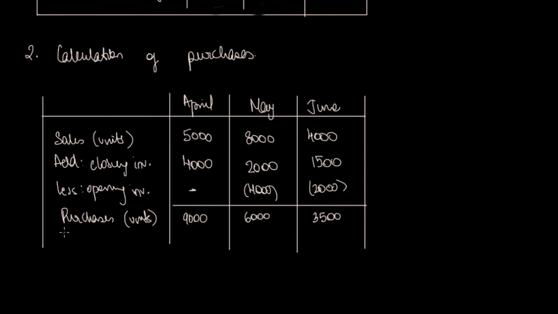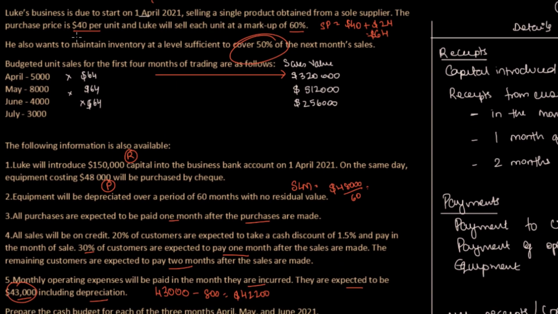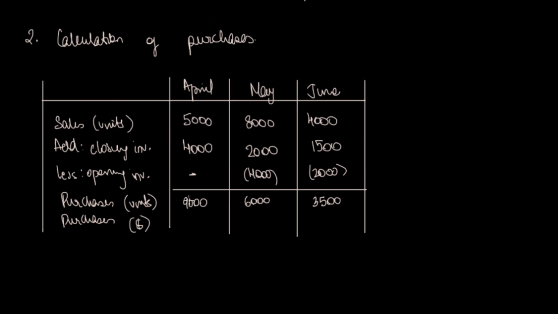Now we will calculate the purchases in dollars in value. And how much is the cost of purchases? They've mentioned on top itself that the purchase price is $40 per unit. So we just have to multiply the purchase volume with $40. So 9,000 into 40, $360,000. 6,000 into 40, $240,000. And 3,500 into 40, $140,000.